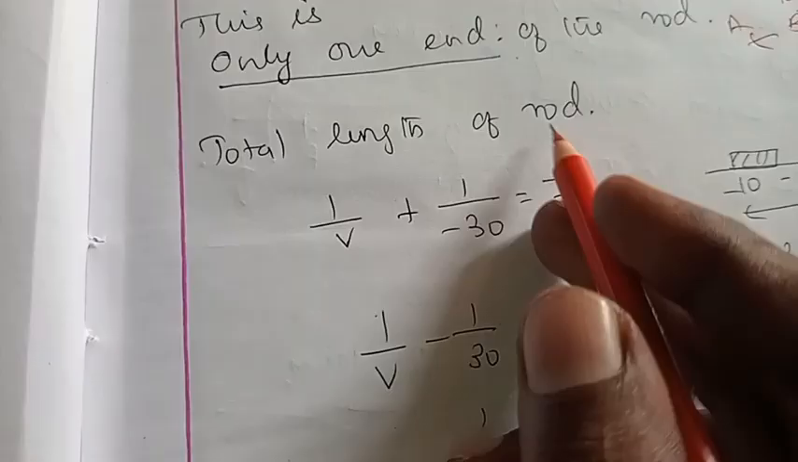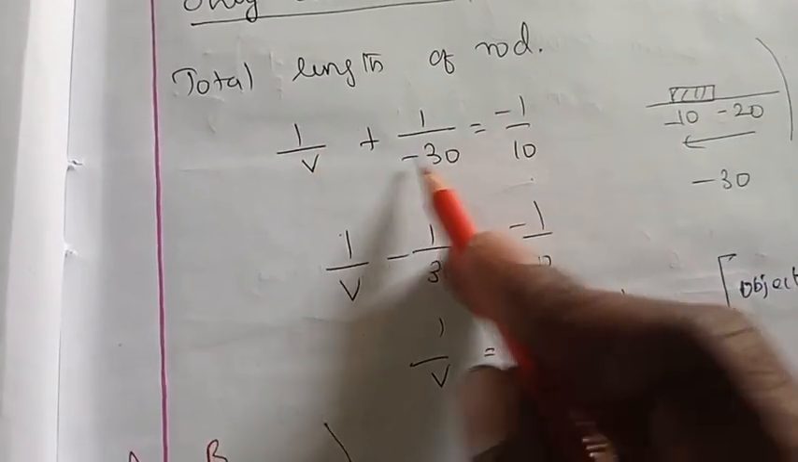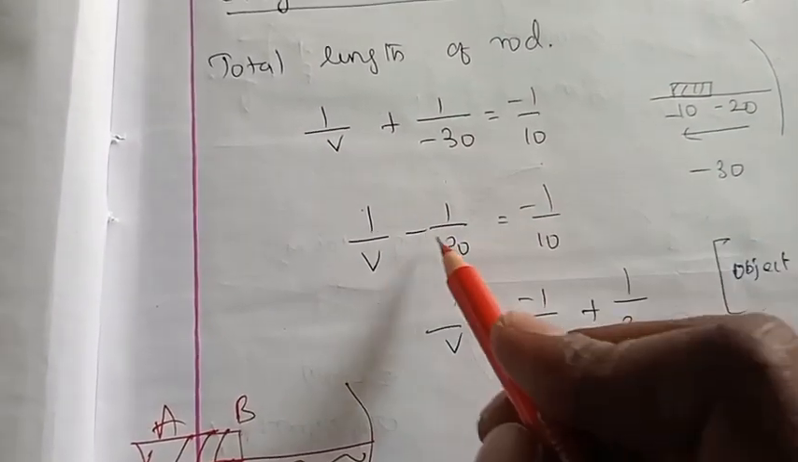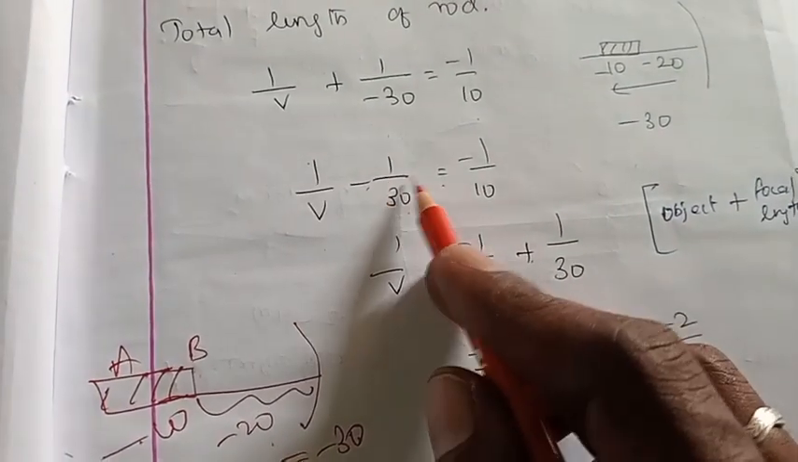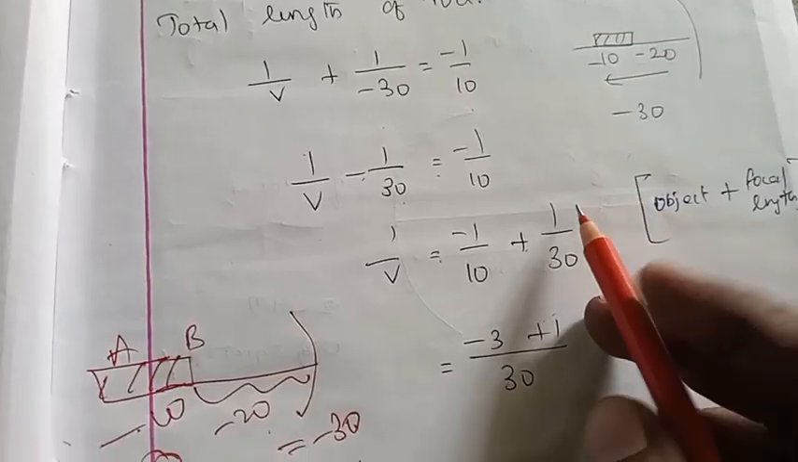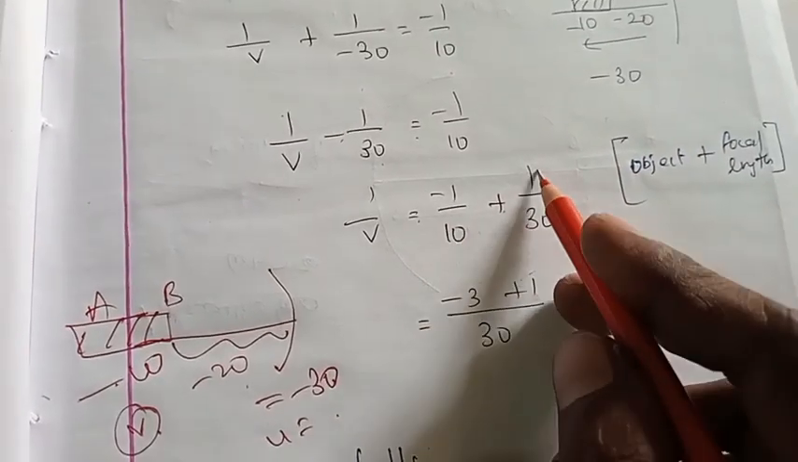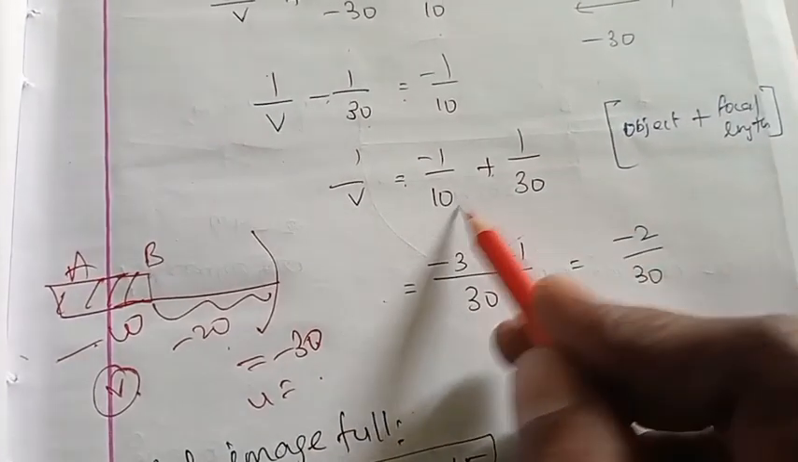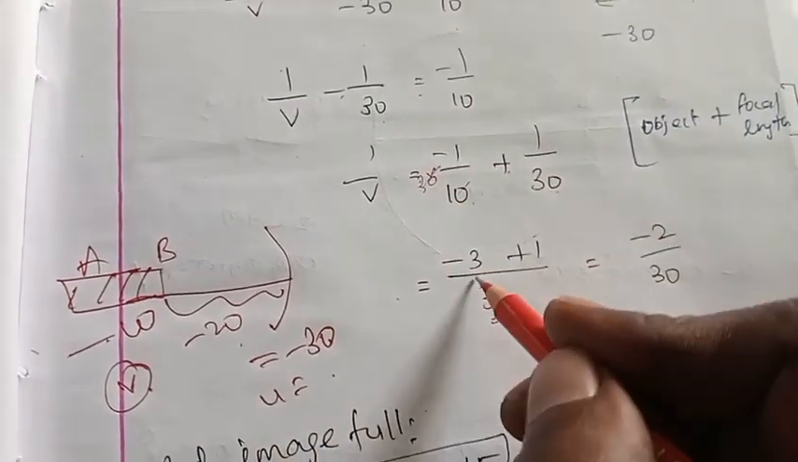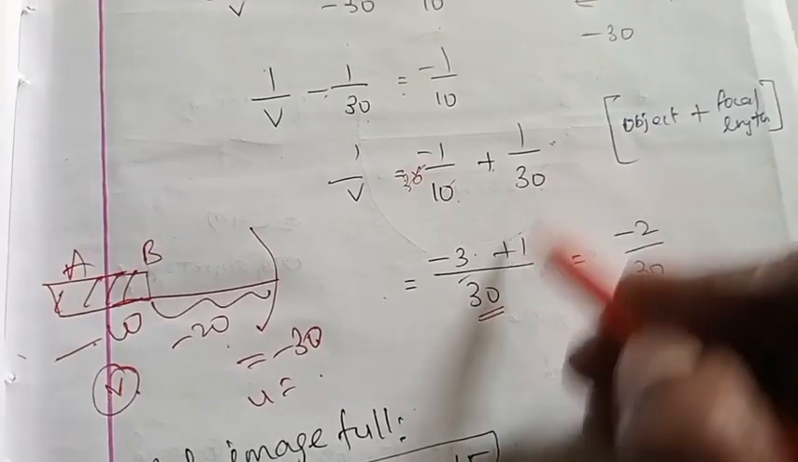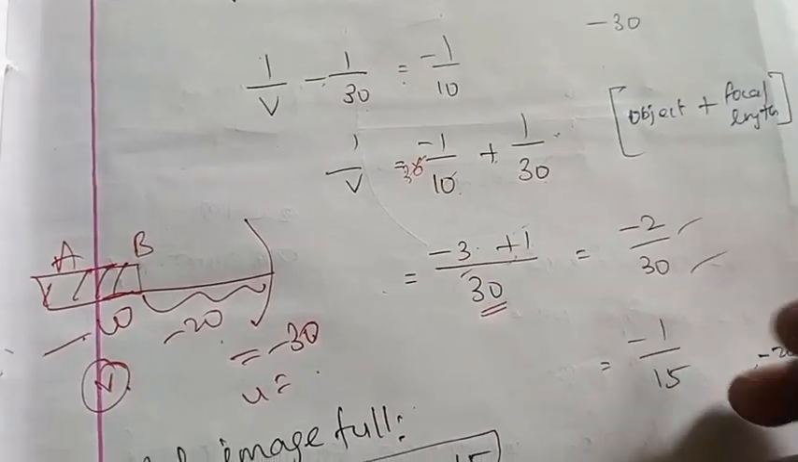So for the total length of the rod, we consider 1 by V plus 1 by U, with U equal to minus 30, equal to minus 1 by 10. So very simple: 1 by V minus 1 by 30 equal to minus 1 by 10. So 1 by V is equal to minus 1 by 10 plus 1 by 30, as this term going to the other side of the equal symbol turns into plus. Taking the LCM of 10 and 30, 30 is the LCM. Multiply with 30: one tens are 10, three tens are 30. Minus is also there. So 30, 30 cancel, remaining minus 3 plus 1, minus 2 by 30. So 1 by V is minus 1 by 15.